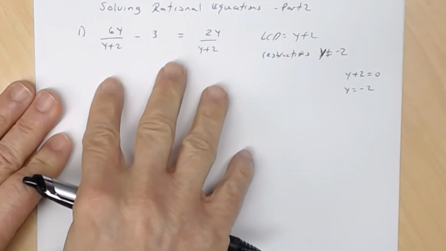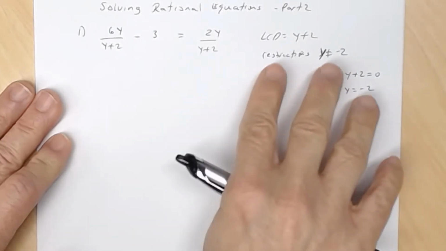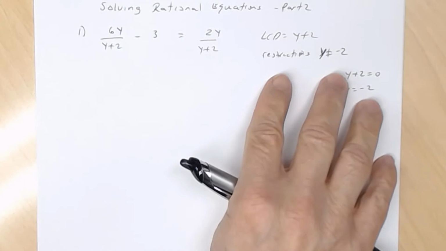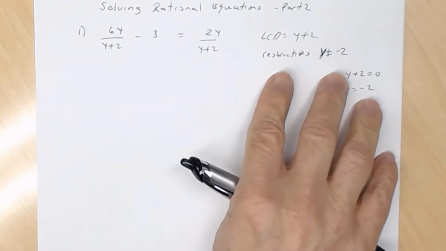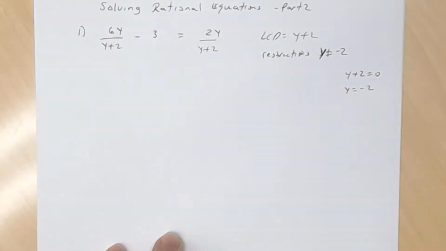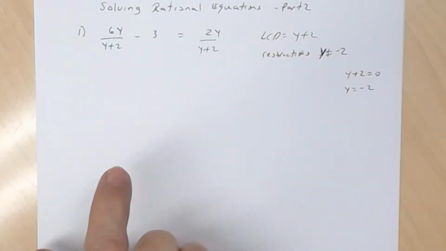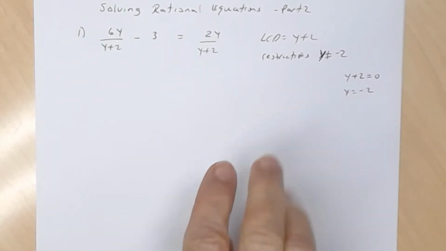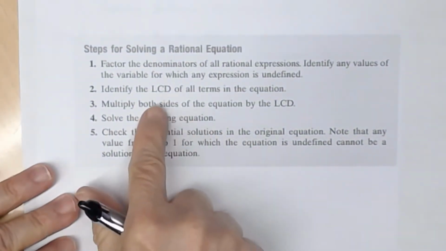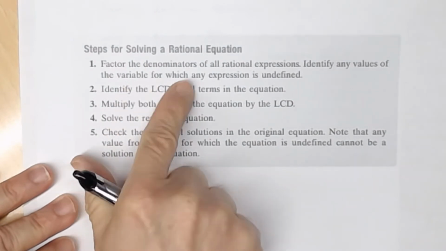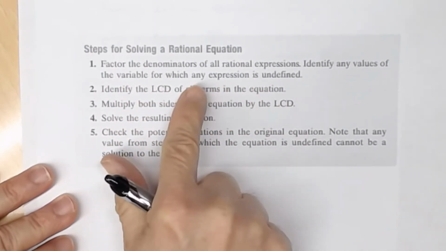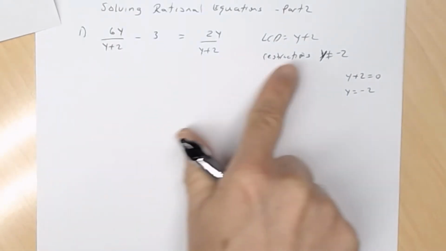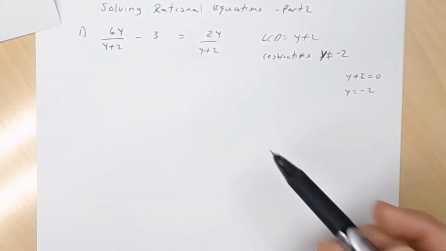At some point we're going to come back and talk about when this is needed. You're going to see in the next example a situation where, when we solve the equation, what we get is a restriction. So you're going to see what that means. Step 1 is to factor, and then we identify the restriction, and then step 2 is to find the LCD. So we found the LCD, and so this is really steps 1 and 2.